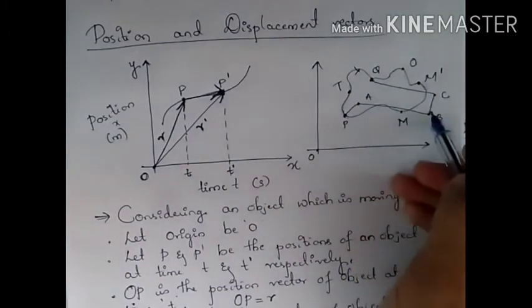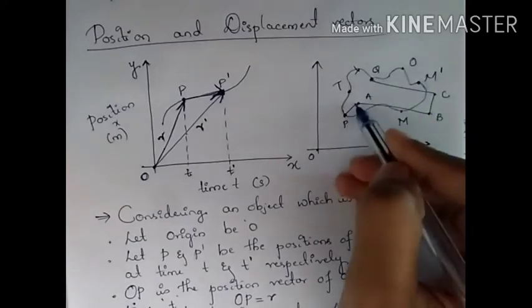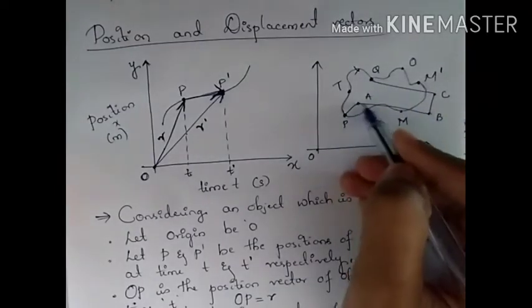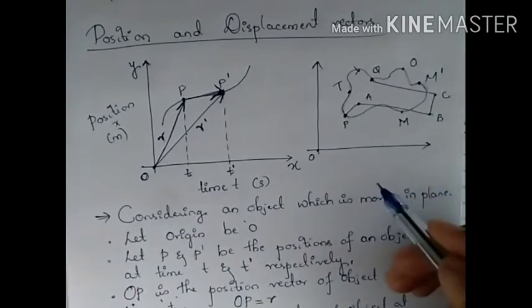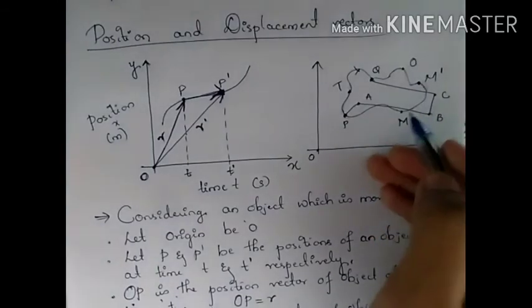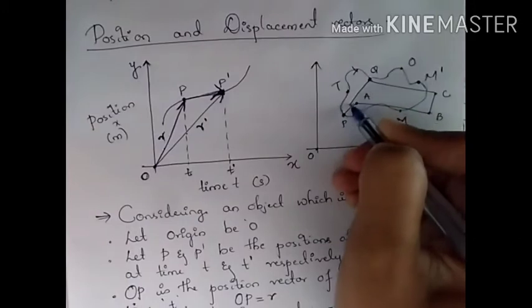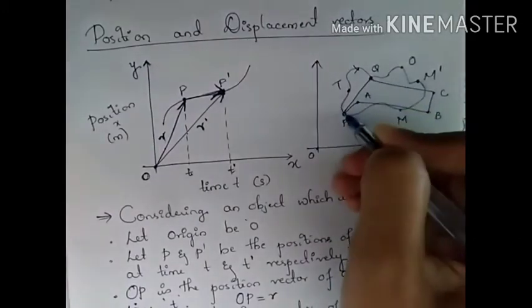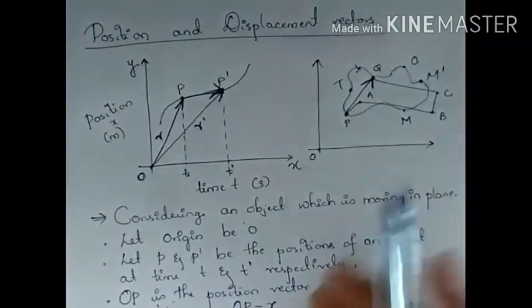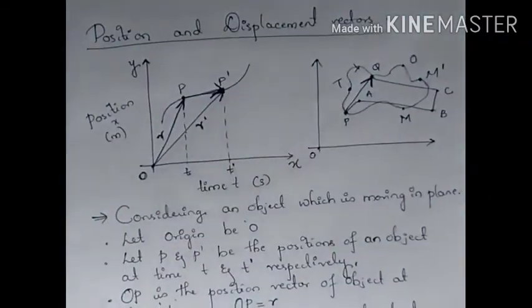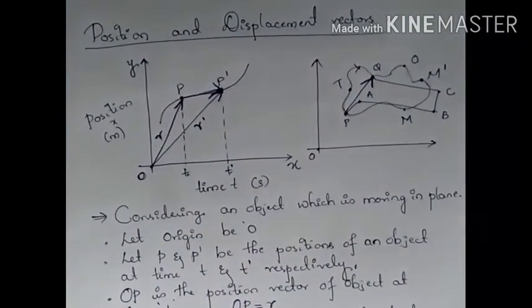So for the third case it is again the same. You have to go from P to A to B, B to C, C to Q. Now for this case, if you want to measure the displacement, then you should draw the displacement vector that starts from P and ends at Q. So the shortest distance between 2 points is the displacement.